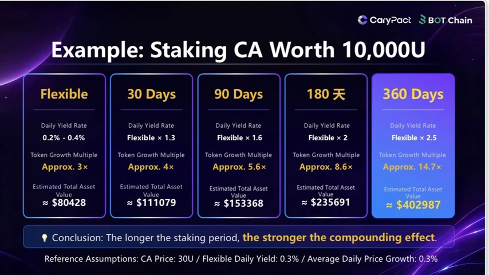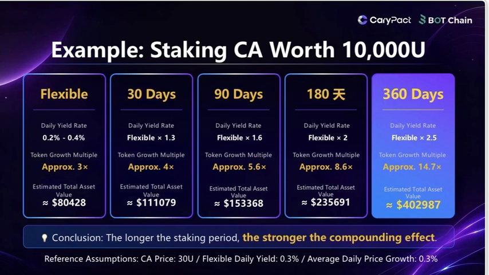Now, for the 360-day long-term staking model, the estimated daily yield ranges between 0.6% to 0.9%, with principal return potential of approximately 9 to 25 times. Through long-term compounding effects, the estimated asset growth could potentially reach up to 880,000 USDT over a 1-year cycle. What this clearly demonstrates is the remarkable power of time and compounding.